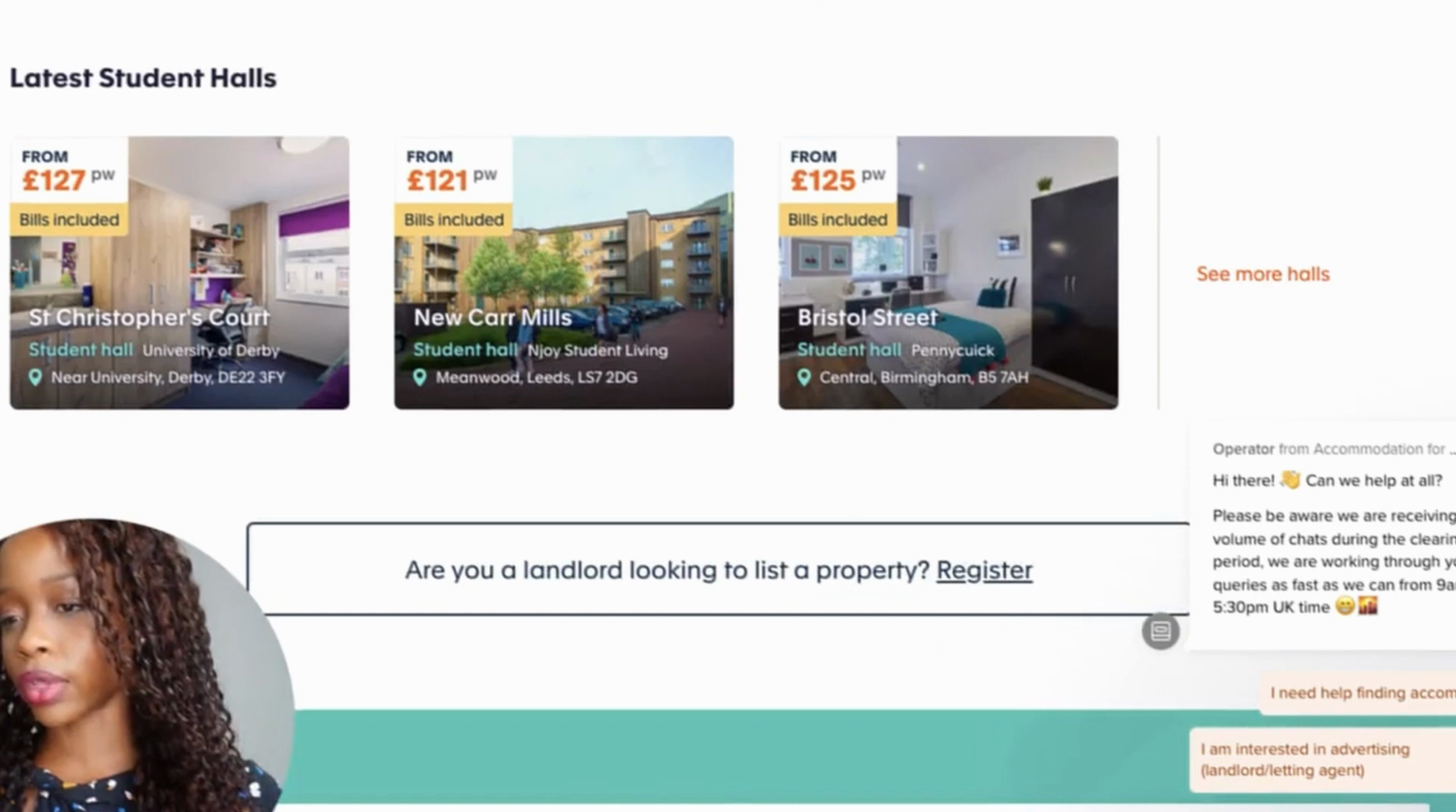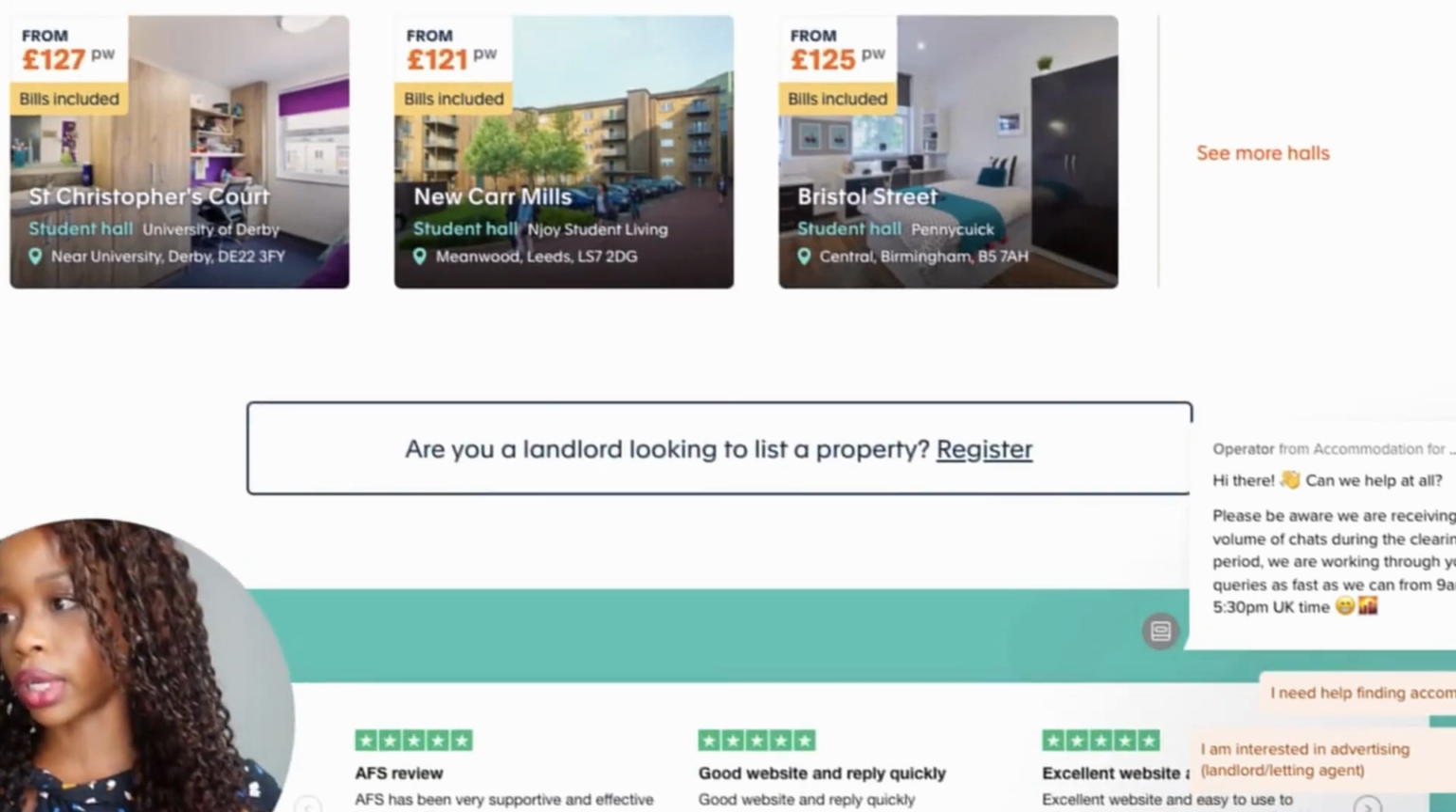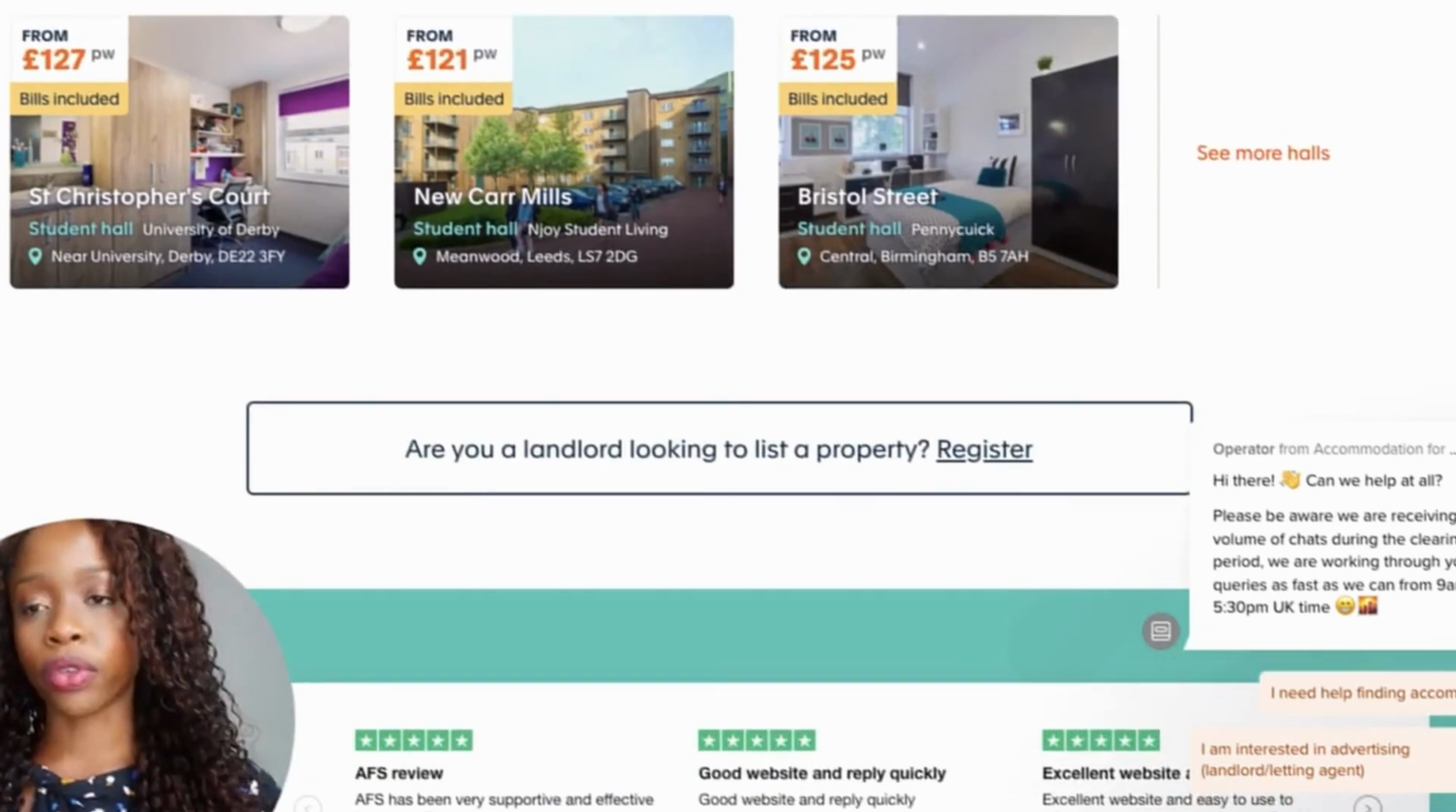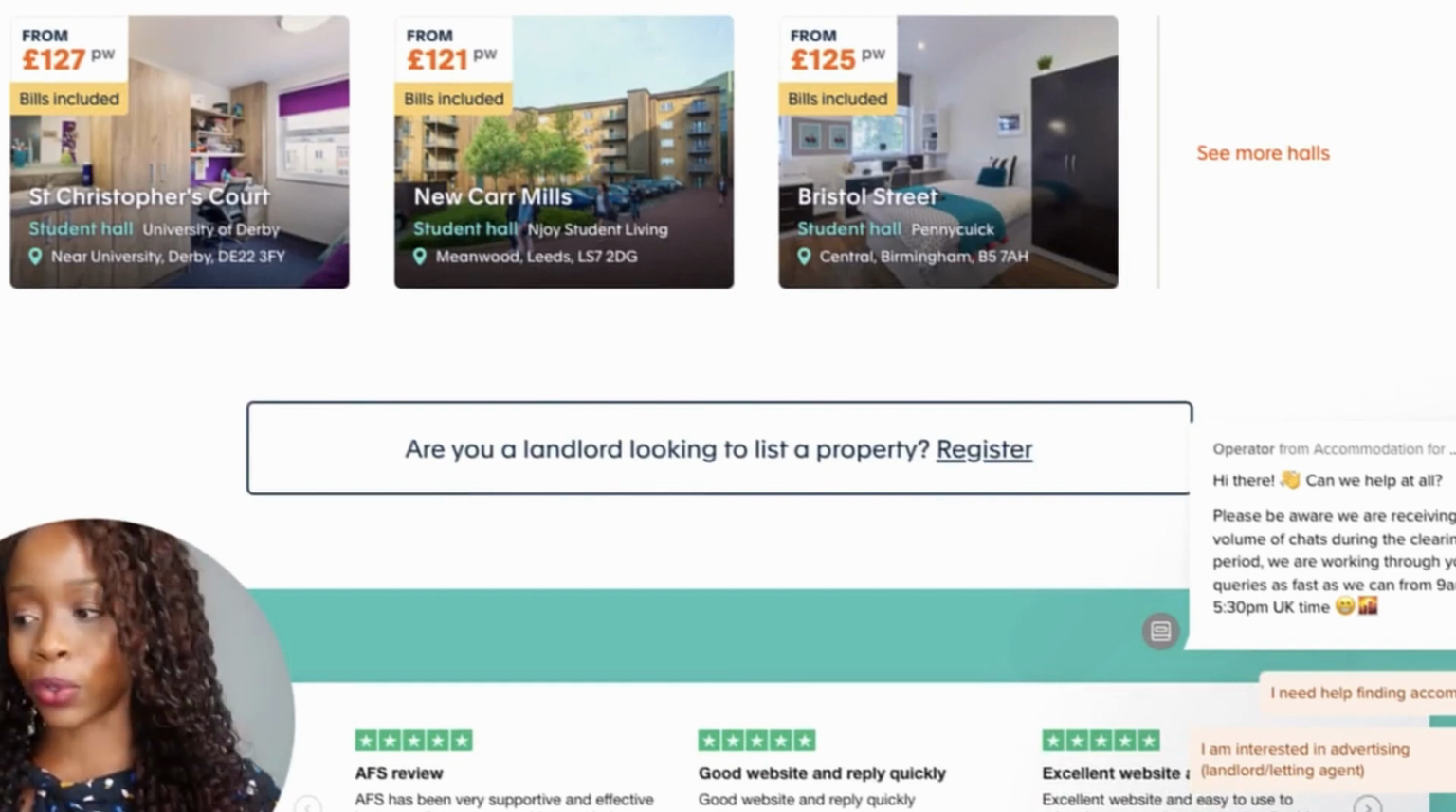And the good thing with this site is once you get on it, you can instantly see whether the prices that are being shown are actually bills inclusive or not.